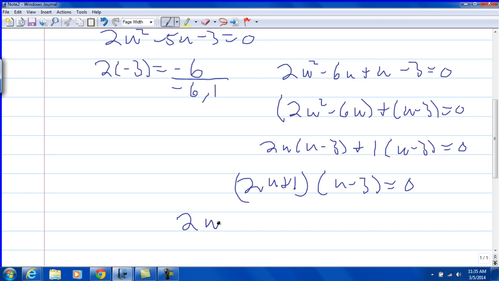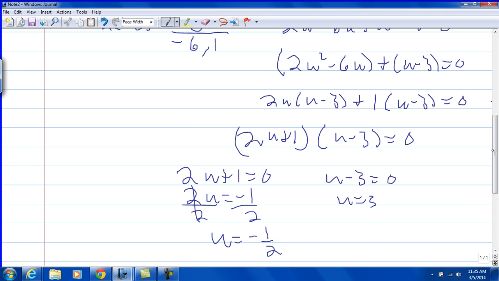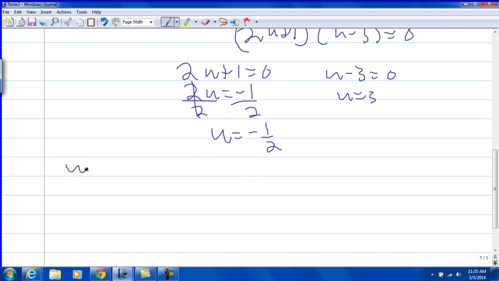So 2u plus 1 equals 0 means 2u equals negative 1 and u equals negative 1/2. U minus 3 equals 0 means u equals 3. Okay, so we have to go back and say we know that u equals cosine of x. So cosine of x equals negative 1/2 and cosine of x equals 3.